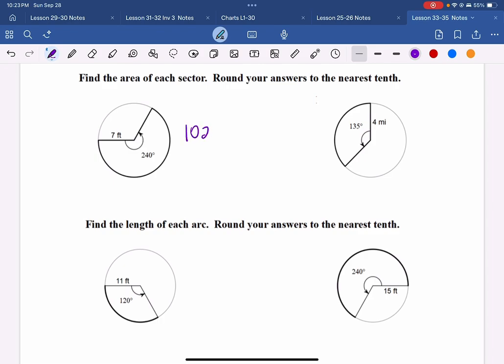Okay, for this one, you should have gotten 102.6 square feet. Remember to label your units. This one's 18.8 miles squared. Bottom left is 23 feet. And then bottom right is 62.8 feet. Go back and check your work if you missed any of these.